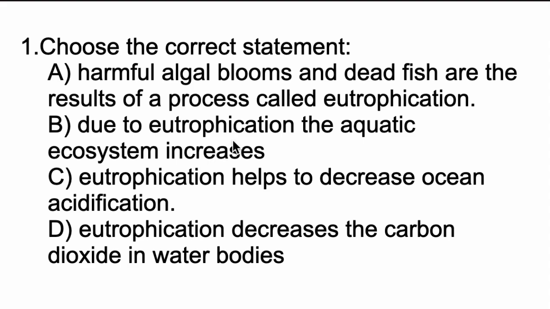Coming to option B, the aquatic ecosystem decreases due to eutrophication, so option B is wrong. Option C is wrong because eutrophication helps to increase ocean acidification. Why does ocean acidification increase? Because when carbon dioxide and other harmful substances increase, then ocean acidification increases. Option D is wrong because eutrophication increases the carbon dioxide. So only option A is the correct one.